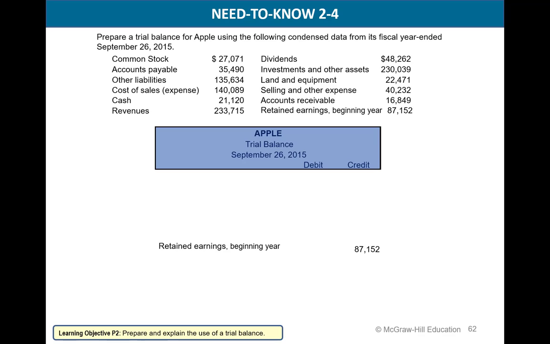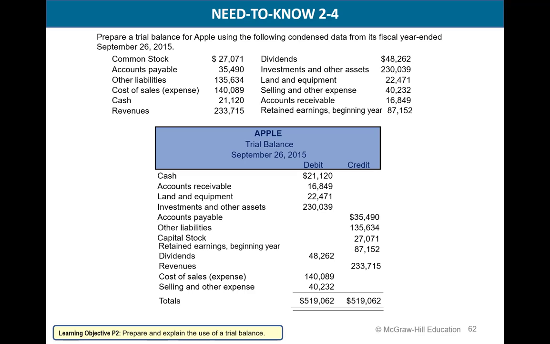Apple has four different assets. All assets have normal debit balances. Cash, $21,120. Accounts receivable, $16,849. Land and equipment, $22,741, and investments and other assets, $230,039. They're listed in what we call the order of liquidity. So the order you see, starting with cash: how quickly can these be turned into cash? Cash is the most liquid. Accounts receivable next, then land, and investments come towards the end.